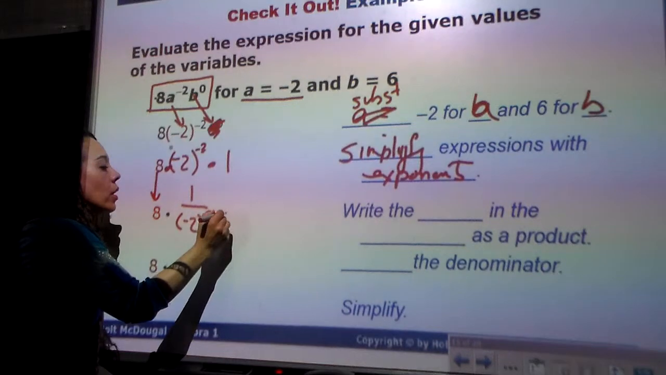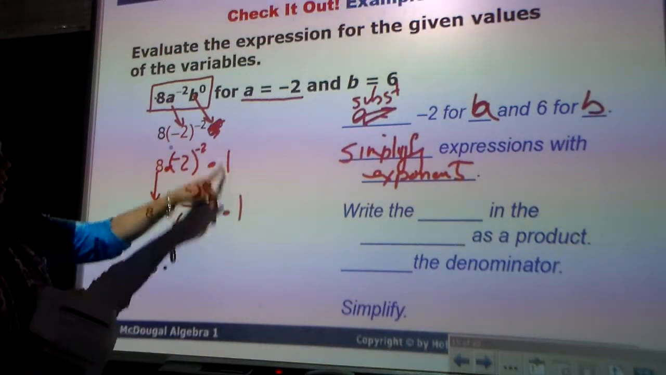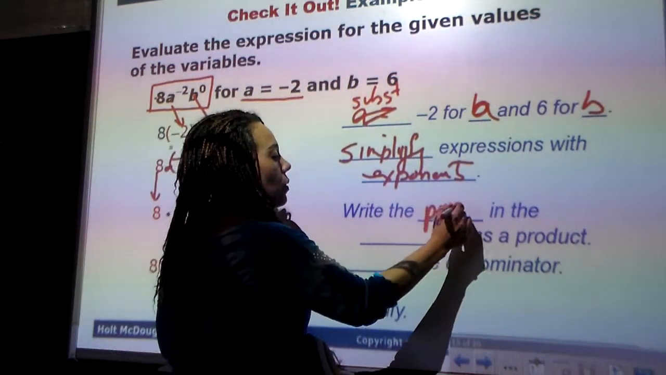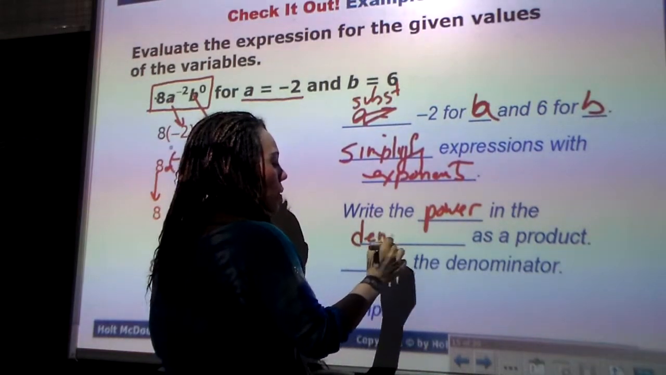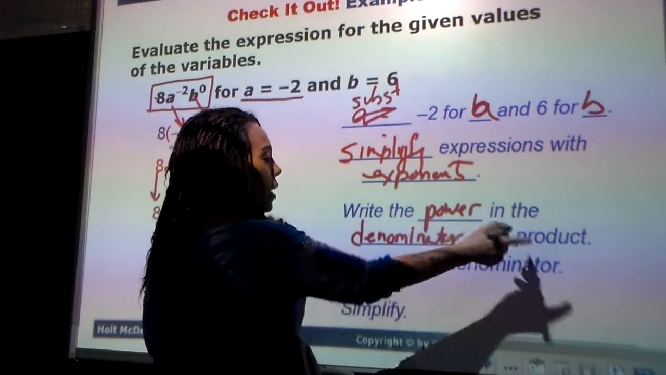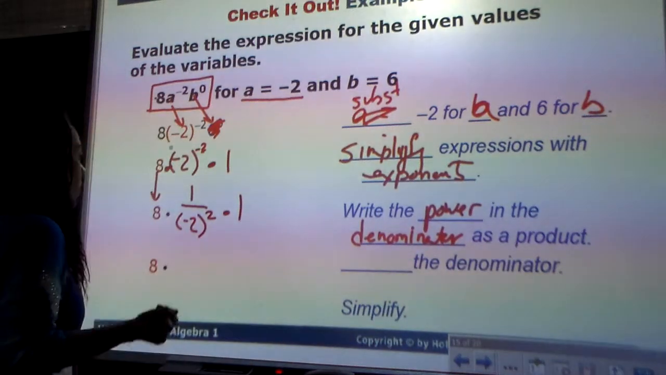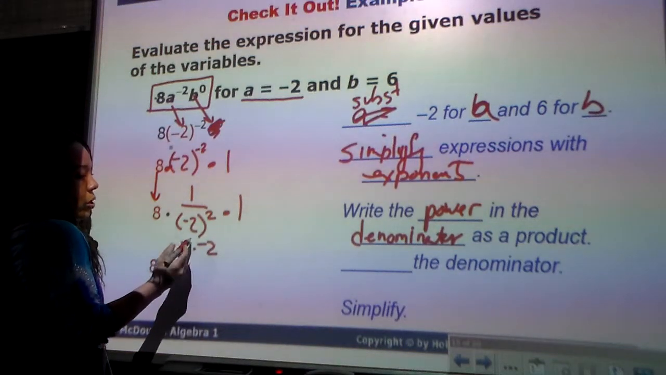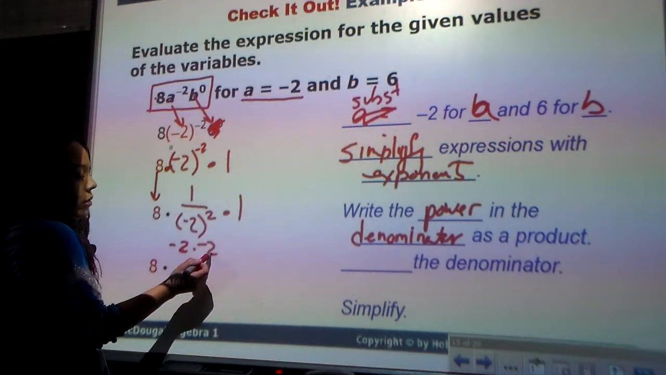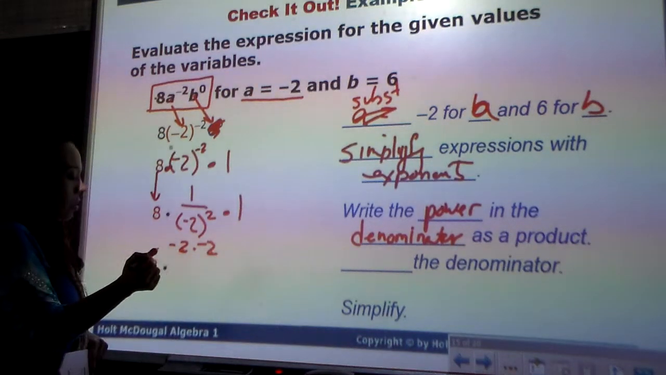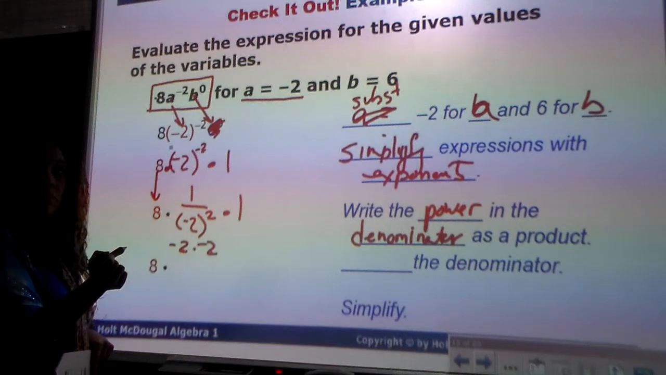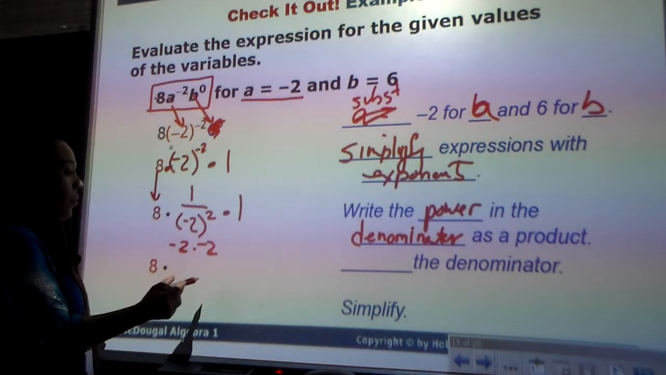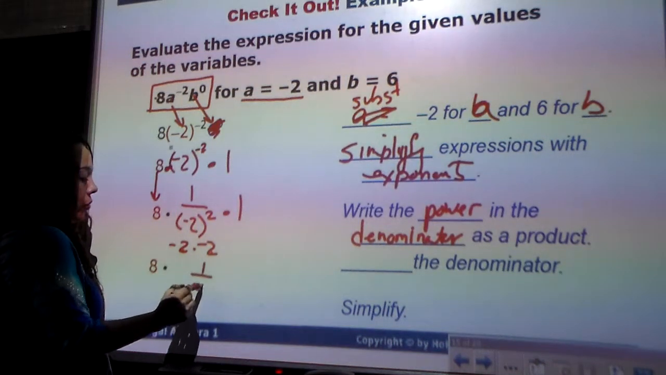That's what we have been learning all week. And we still have out here our times negative 1. So basically, we're going to write the power in the denominator as a product. The way we do that as a product, we do negative 2 times negative 2. What is negative 2 times negative 2? Positive 4. So this is now 1 over 4.